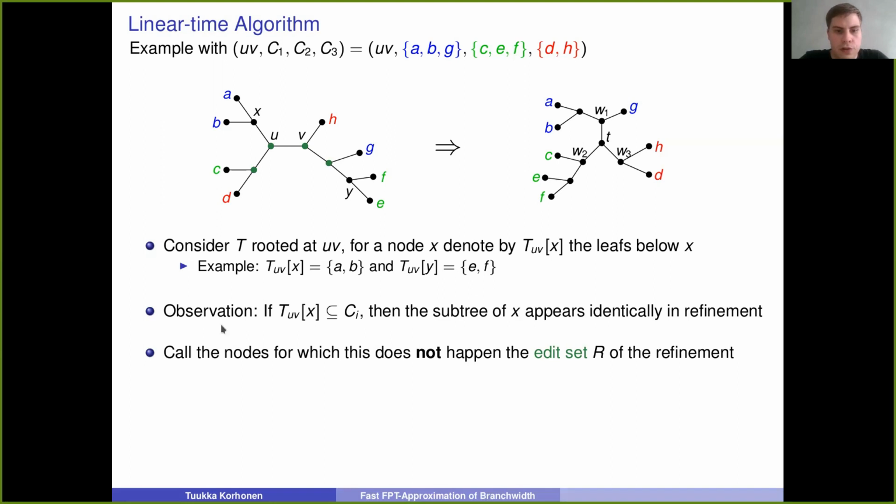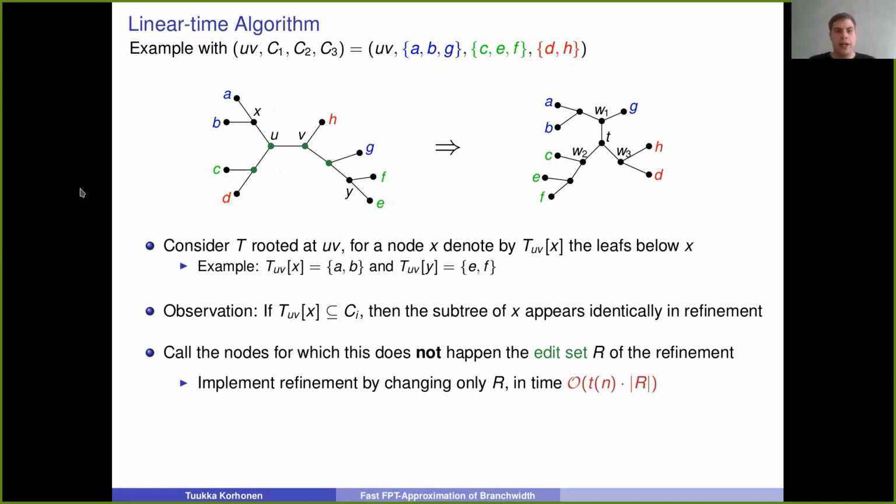And then for the other nodes for which this does not happen, which are actually split by this refinement, let's call them the edit set R. So here the edit set is these green nodes, these 4 green nodes. Yeah. So what we can do, we can implement this refinement operation by changing only this edit set R in time that is linear in the size of R. So we can just compute this dynamic programming again only for these nodes.